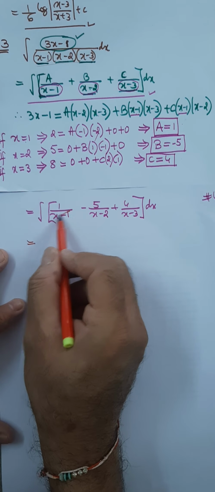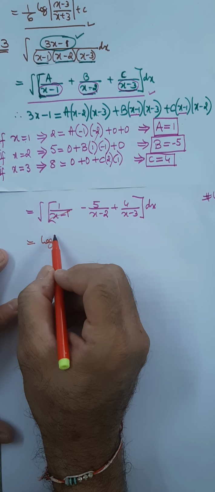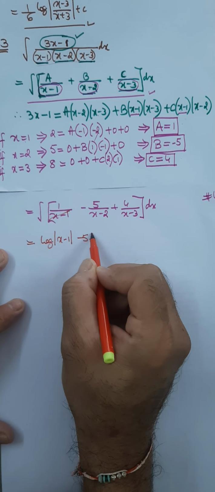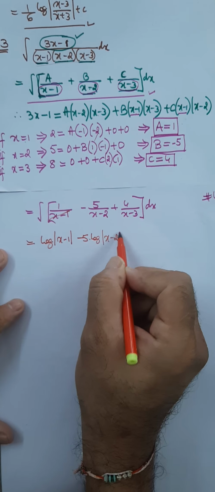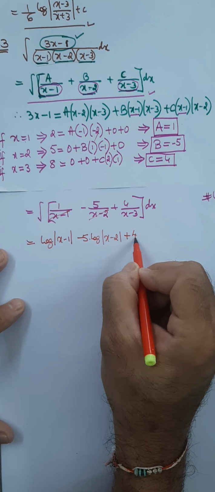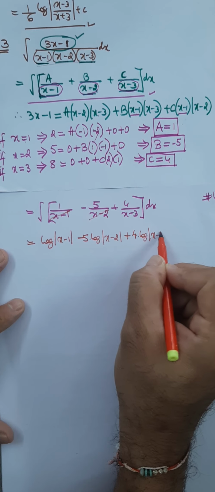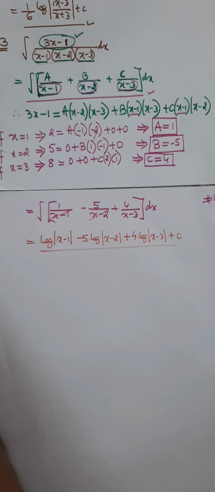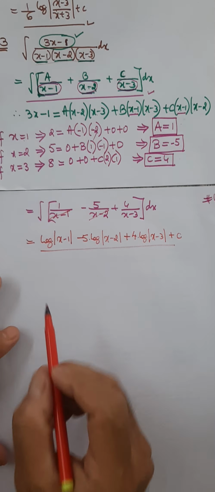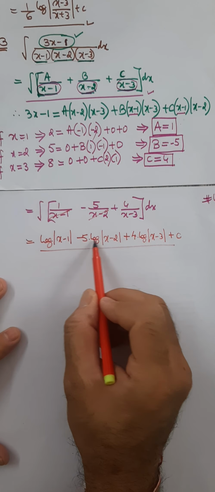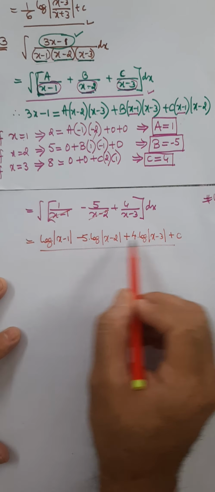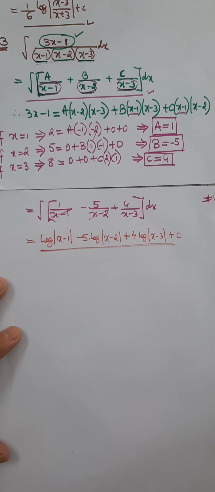What is the integral of this? This being linear, imagine this as x. What's the integral of 1 upon x? Log of mod of x minus 1. Minus 5 as it is. What is this? Log of mod of x minus 2. This is linear. Plus 4 as it is. What is this? Log of mod of x minus 3. Plus c. This is your answer: log of mod of x minus 1 minus 5 into log of mod of x minus 2 plus 4 log of mod of x minus 3 plus c. This is the required integral.